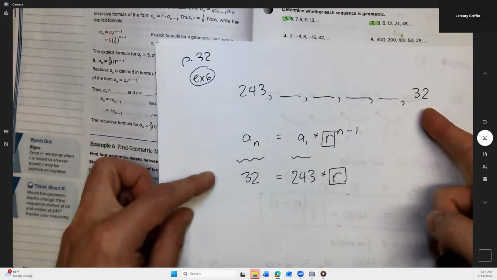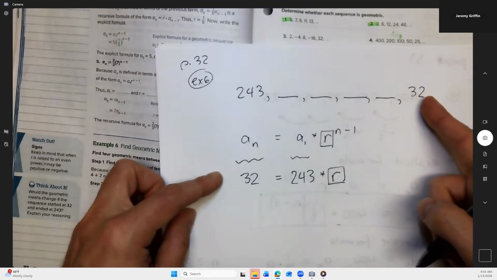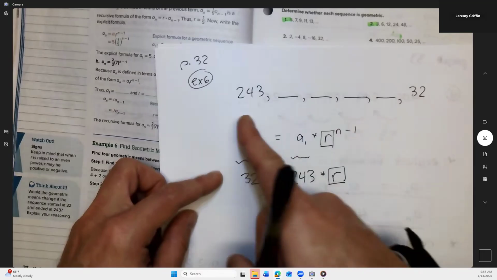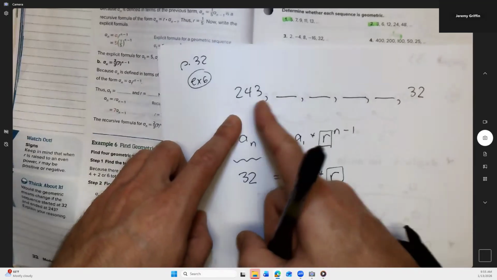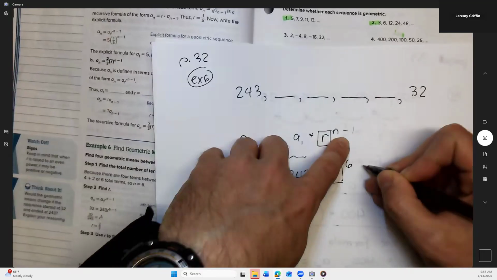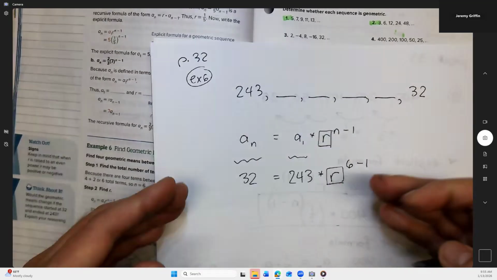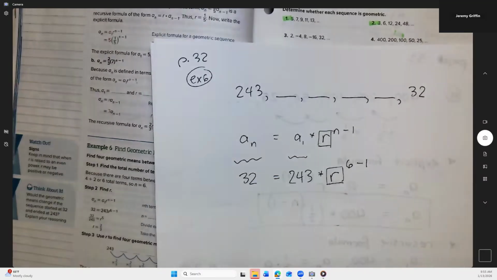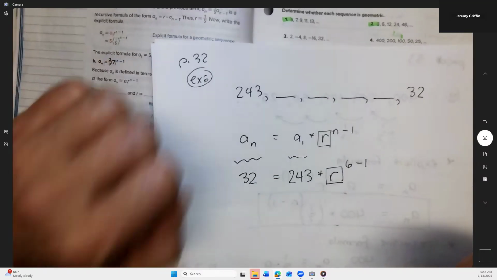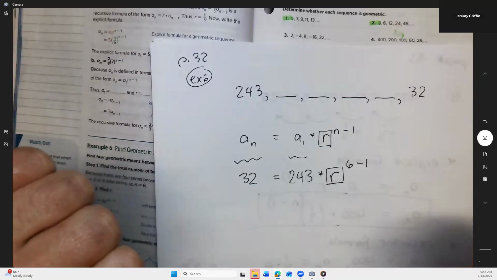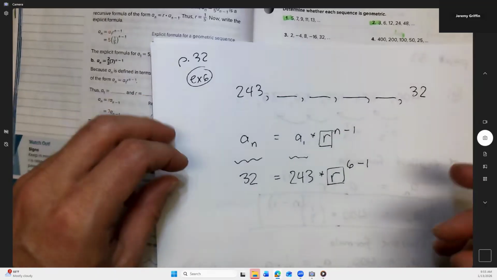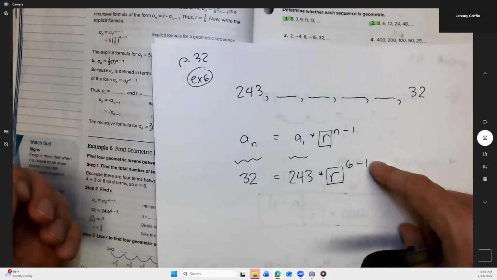But what term number is the number 32? I think it's the 6th term, right? Because the first term is 243, and 2, 3, 4, 5, 6. So where the n goes, I put 6. Now, of course, you always subtract 1. So we've effectively done 5 iterations. You can think of it that way. A different way they could have defined this is if they defined 243 as the 0th term, and then you would never need this minus 1 up here.